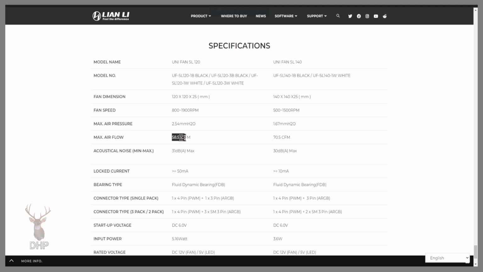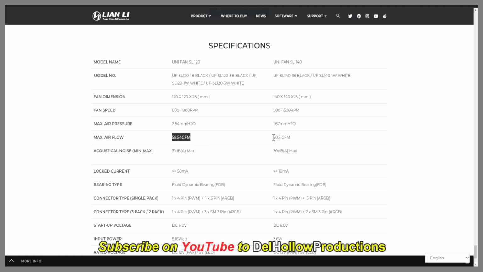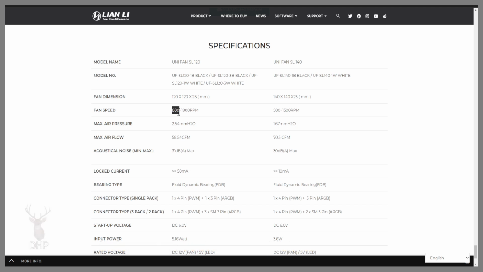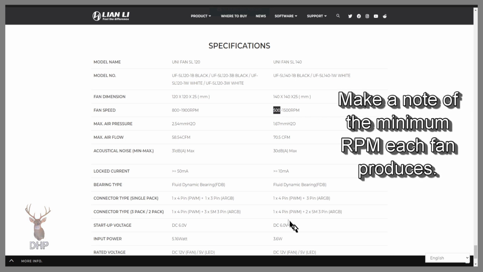Look at the airflow, though. It's 58, almost 59 to 70, right? So the little ones don't produce as much air as the big ones. What about the minimum speed? 800. That's going to give me a kind of a minimum level of quiet to 1900. But look at how much better the 140s are. They're 500 RPM. It's going to be a lot more quiet, I'm thinking, because it's turning a lot slower and it produces more air. Both have fluid dynamic bearings in the PWM, DC 6 volt.